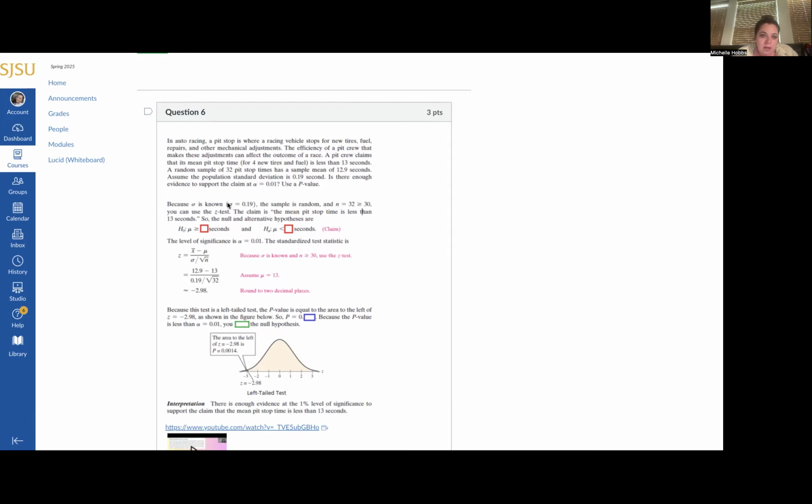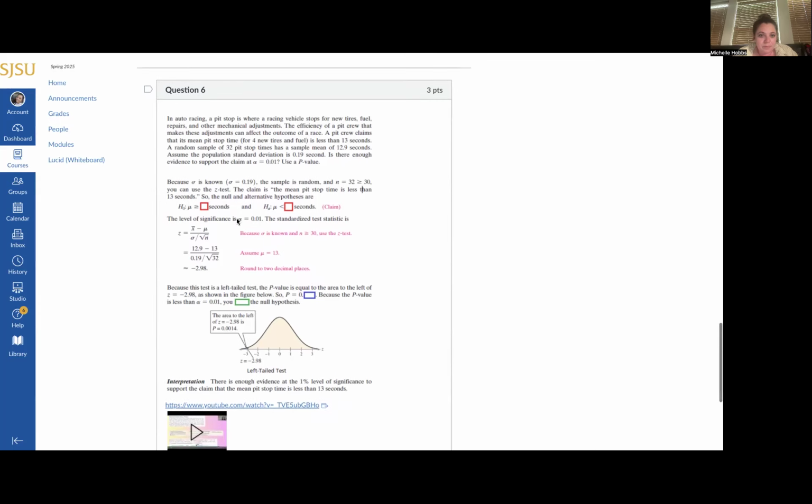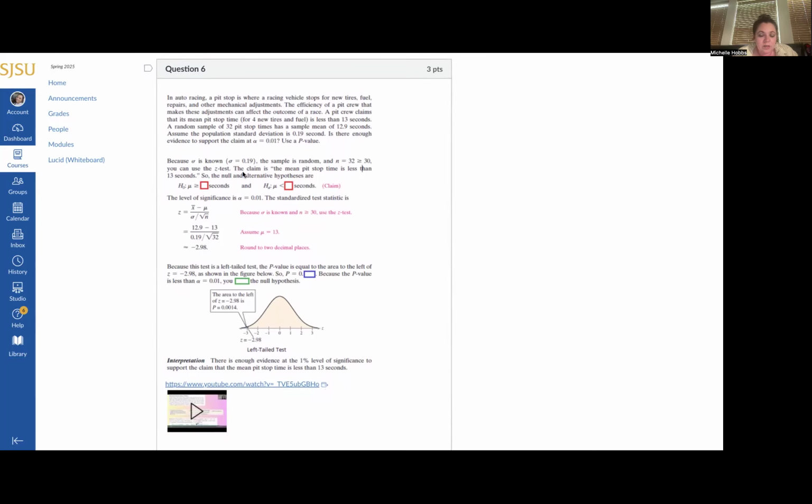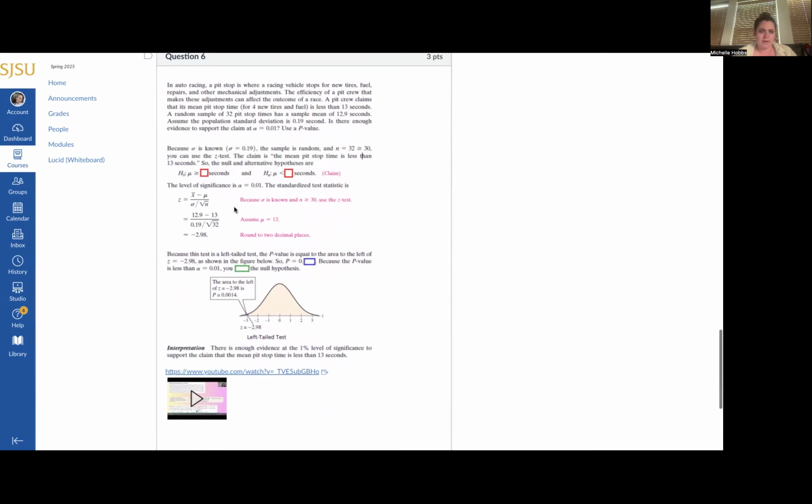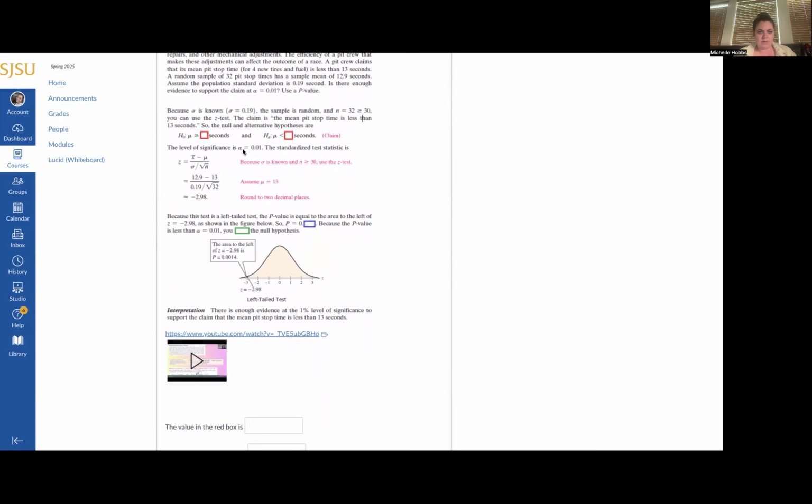The standard deviation is known, so you can use the z-test. The claim is the mean pit stop time is less than 13 seconds. Okay. The level of significance is 0.01.